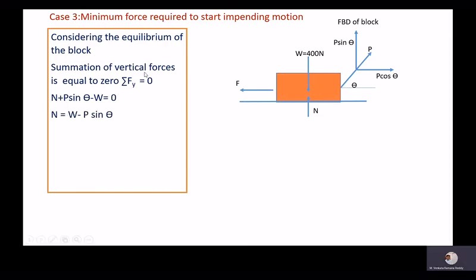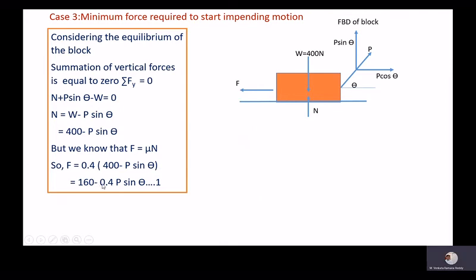Then N is equal to W minus P sin theta. That is, W value is to be substituted, that is 400 newtons minus P sin theta. But we know that F is equal to mu N. In this equation, mu value is to be substituted as well as N value also. Mu value as 0.4 and N value as 400 minus P sin theta. So F is equal to 0.4 into 400 minus P sin theta, which is equal to 160 minus 0.4 P sin theta. This is the equation number 1.